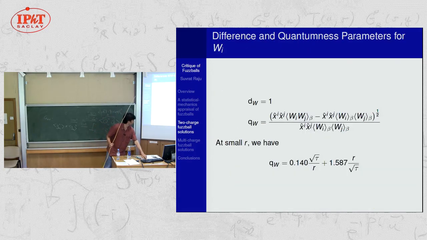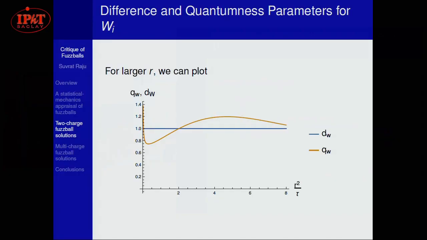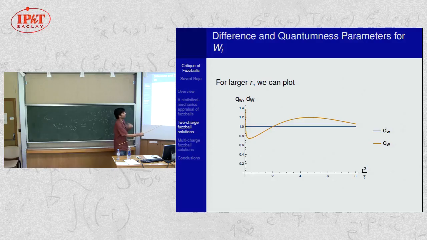Okay. So anyway, this is the other probe W field that we computed. This has the property, it was interesting, because the difference parameter is always 1, because this quantity is always 0 in the conventional geometry, but this quantumness parameter is always large. So this value, which you might have thought always differs significantly from the black hole, is always unreliable, even when you're far away.